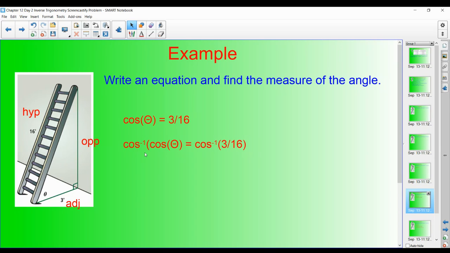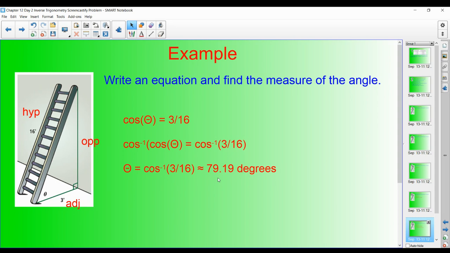Now on the left side of the equation, inverse cosine and cosine are just going to cancel out. So the left side is just going to wind up being theta. And the right side, we can use our calculator to evaluate. The right side is saying, what angle can we take the cosine of that gets us 3 over 16? So the inverse cosine of 3 over 16 tells us the angle should be 79.19 degrees.